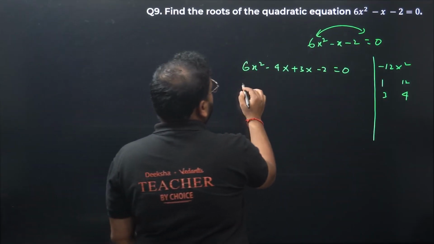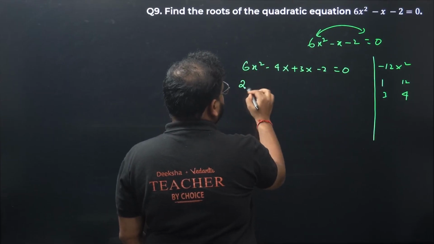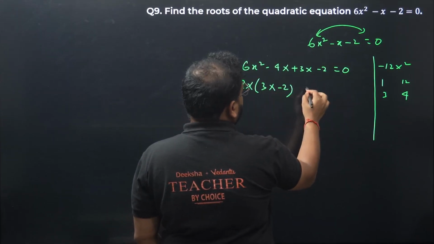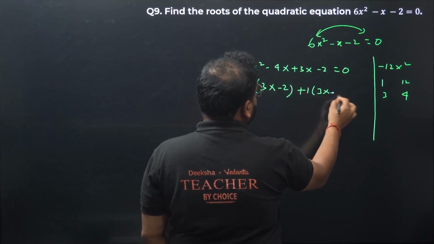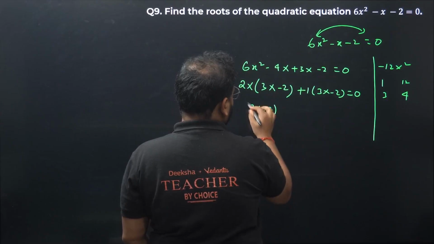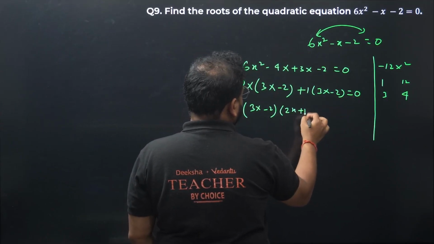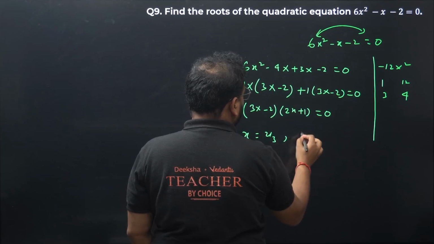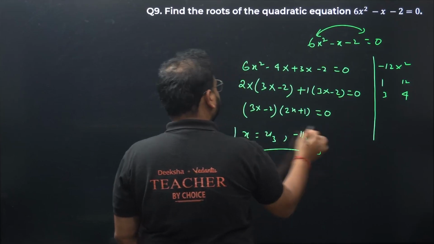In the first two terms I am taking common 2x. I have 3x minus 2. And here plus 1 is common, 3x minus 2 equal to 0. Do one thing: 3x minus 2 and 2x plus 1 equal to 0. I get the values of x as 2 by 3 and minus 1 by 2.